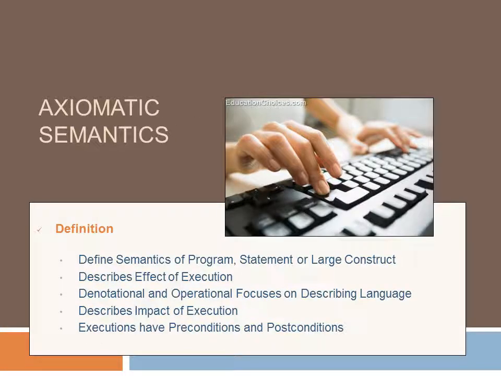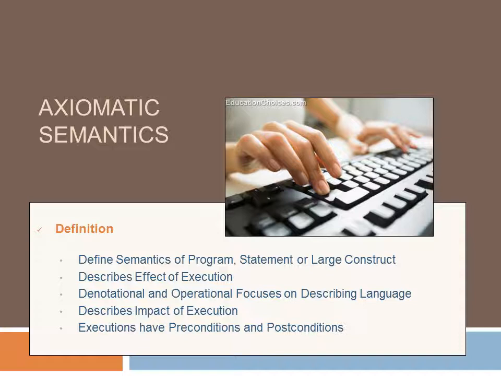So a programmer may have questions saying, hey, I understand operational semantics and I understand denotational semantics. I want to see if there are any other semantics out there that are different from the mathematical constructs that denotational and operational have. So axiomatic semantics define the semantics of a program statement, or a larger construct, by describing the effect its execution has on assertions about data that is changed in the program.